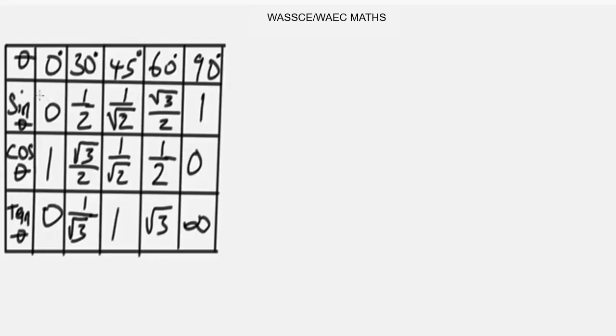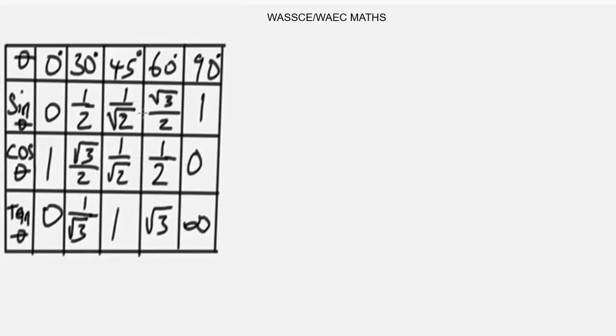Now let's explain what's happening here. I use values from 0 degrees to 90 degrees, but our focus should be on 30, 45, and 60 degrees. For sine 0, we have 0; sine 30 degrees, we have 1 over 2; sine 45 degrees, 1 over root 2; sine 60 degrees, root 3 over 2; sine 90 degrees, 1. Cos 0 is 1, cos 30 degrees is root 3 over 2, cos 45 is 1 over root 2, cos 60 is 1 over 2, and cos 90 is 0.